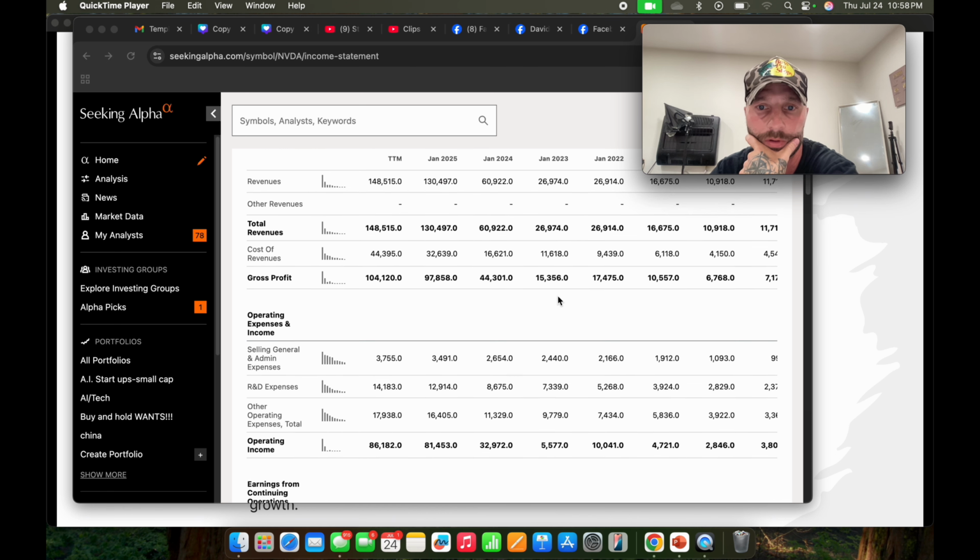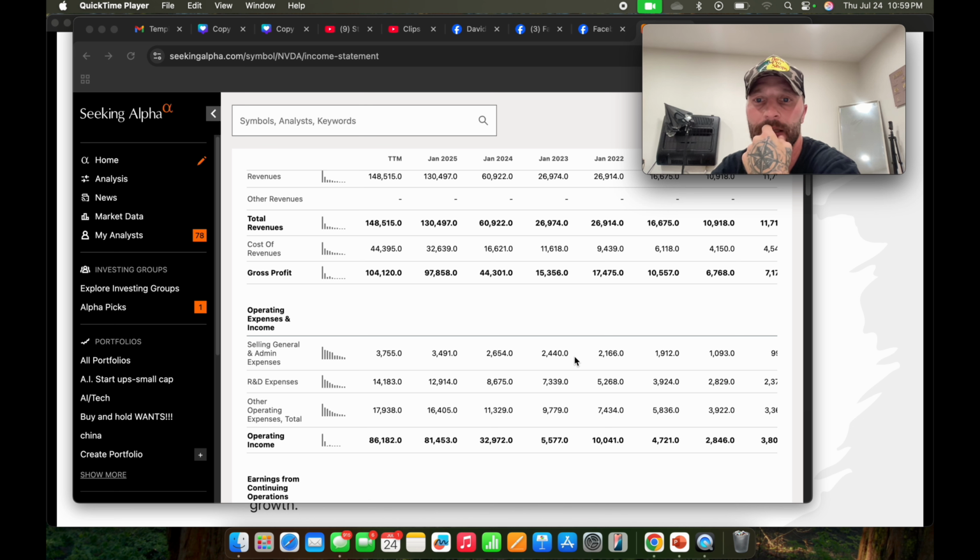Yeah, 2023 is the slow year. So you can see in 2023, they still spent quite a bit on research and development still. But you don't want these numbers too crazy, depending on what they're doing.